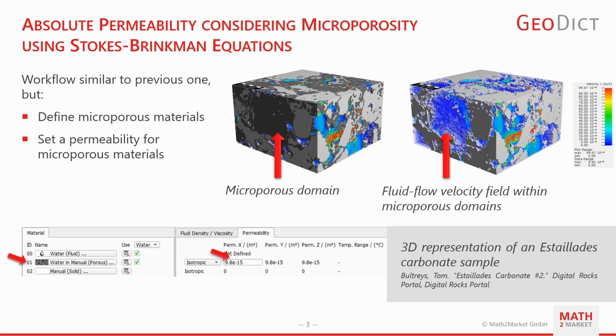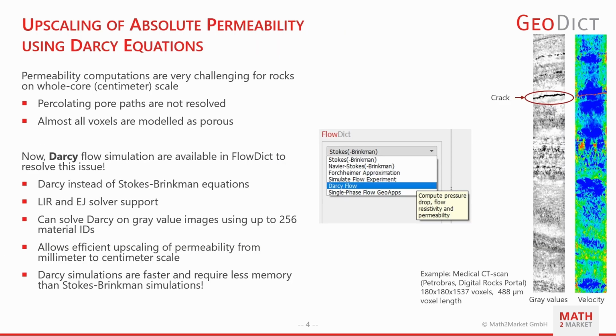As you can see, the flow is not computed only in the pores, but also in material 01, which is the defined microporous domain. The resulting flow field also shows the lower fluid flow velocities in the microporous domains compared to the open pores. It is now possible to perform Darcy flow simulations in FlowDict. But why and when do we need Darcy flow simulations?